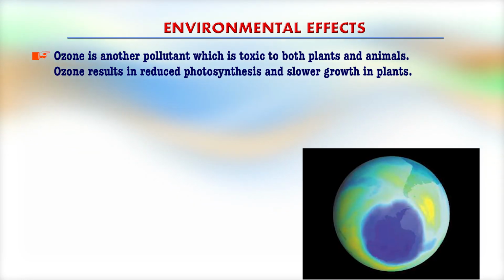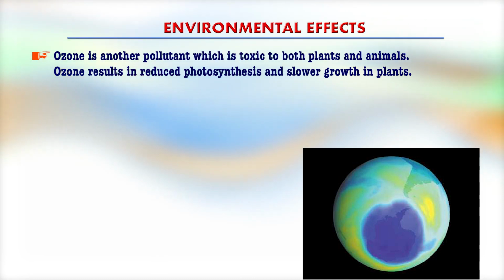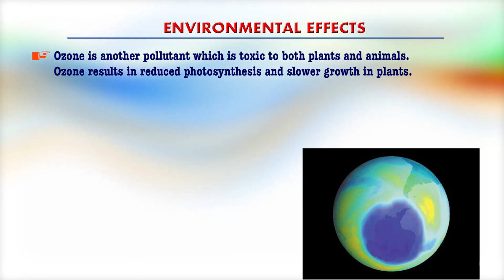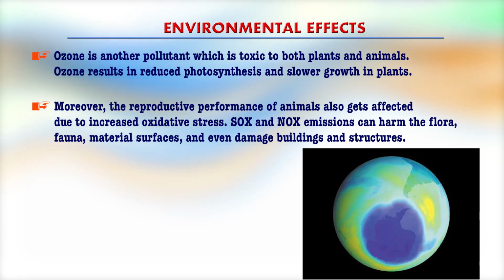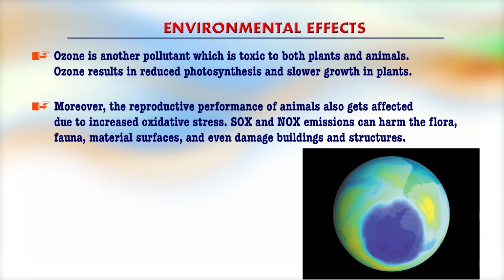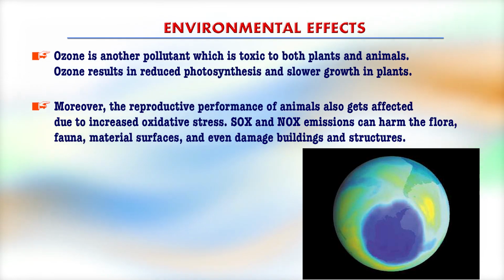Another air pollutant, ozone, is toxic to both plants and animals. We know that ozone results in reduced photosynthesis and slower growth in plants. Moreover, the reproductive performance of animals also gets affected due to increased oxidative stress. Sulfur oxides and nitrogen oxides can also harm flora and fauna, and not only flora and fauna, but also material surfaces, and even damage buildings as well as structures.